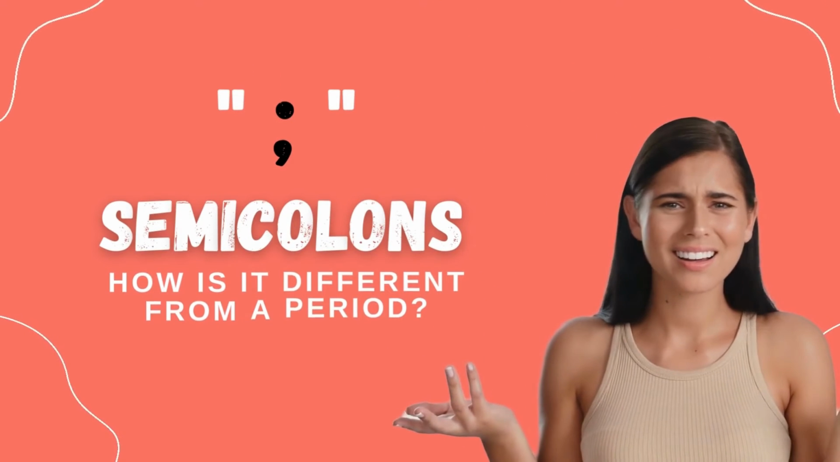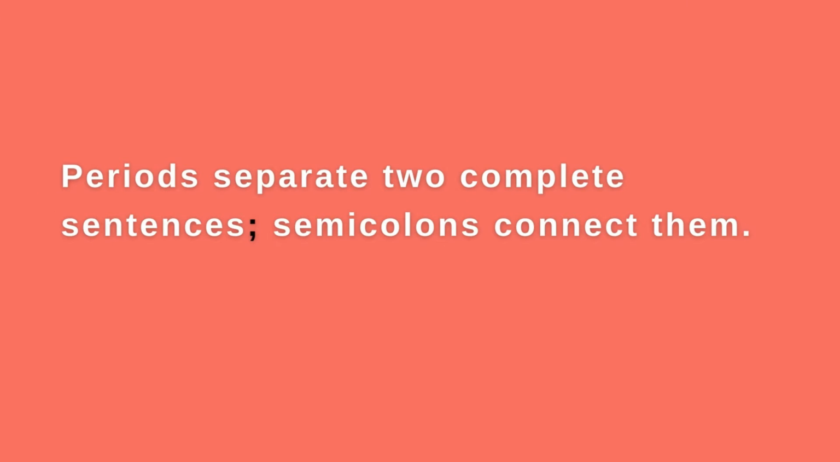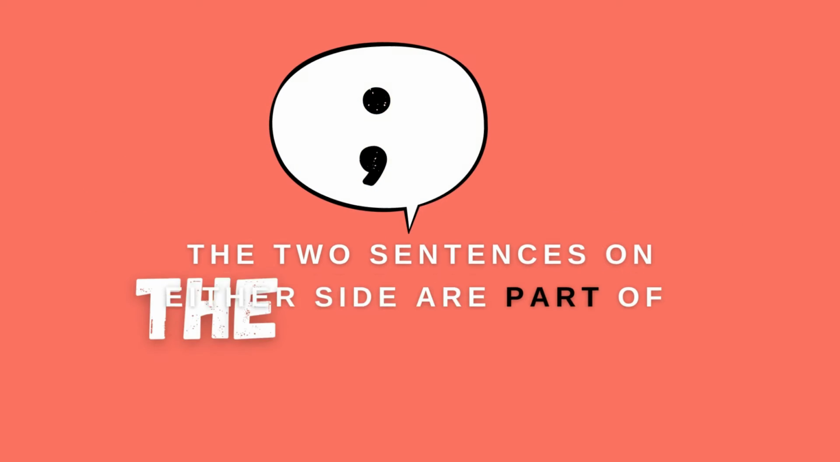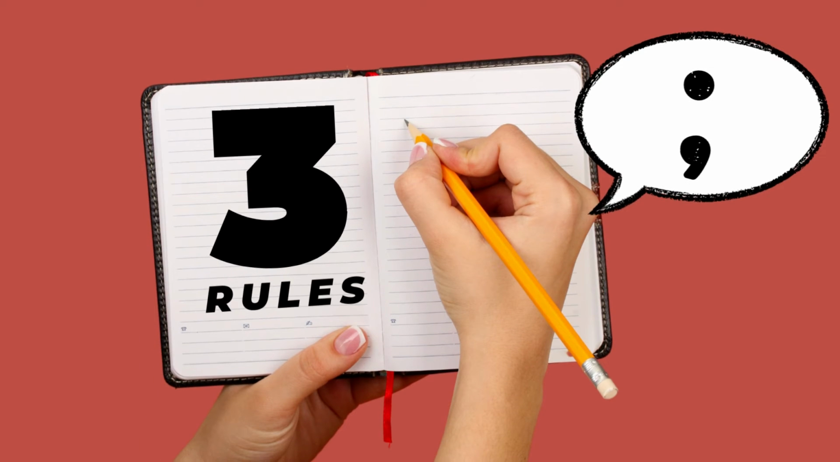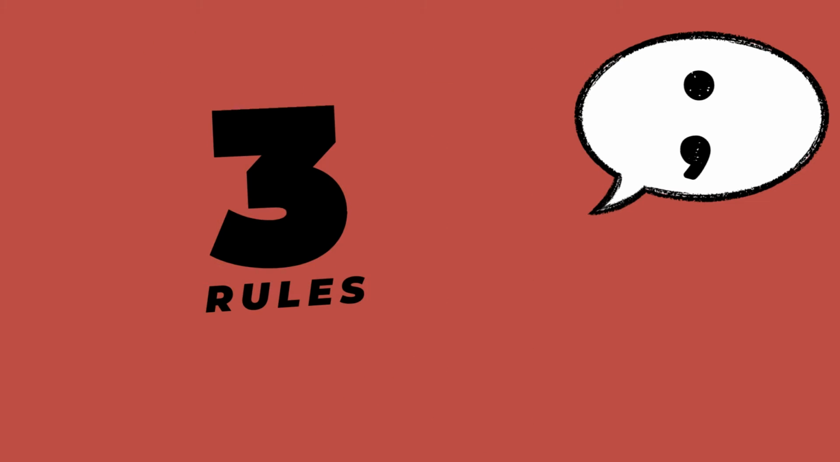Now, what are semicolons and how is it different from a period? Generally, periods separate two complete sentences. Semicolons connect them. Semicolons tell your reader that the two sentences on either side are part of the same idea. Here are 3 simple rules to help you use a semicolon correctly.